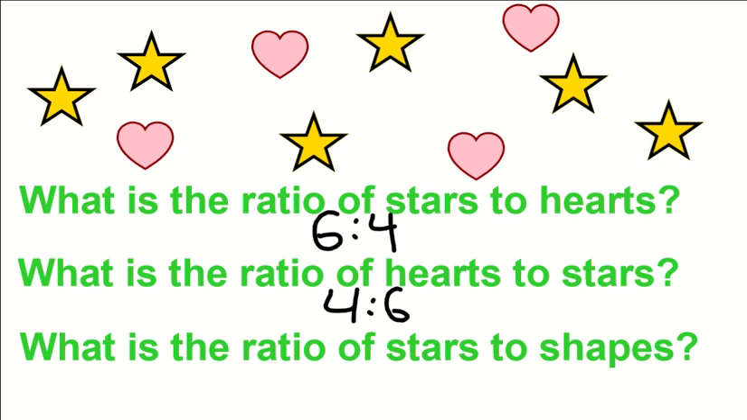Stars to shapes. Sydney? 6 to 4. Nope. Lacey? 6 to 10. Stars are shapes, hearts are shapes. You got to add them up or count them up. There are 6 stars, 10 total shapes. All right? A lot of times these problems will ask you for a total, and you might have to either add up the things in it or count them all up. But it might be like part to whole or whole to whole kind of thing.